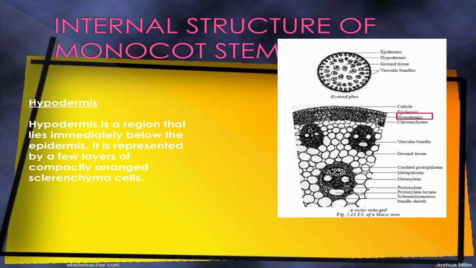Next, the hypodermis, the next layer of the monocot. The hypodermis of the monocot is formed of sclerenchyma cells, which are stone cells. It lies below the epidermis and is 2 to 3 layers thick. This tissue serves as a mechanical tissue.